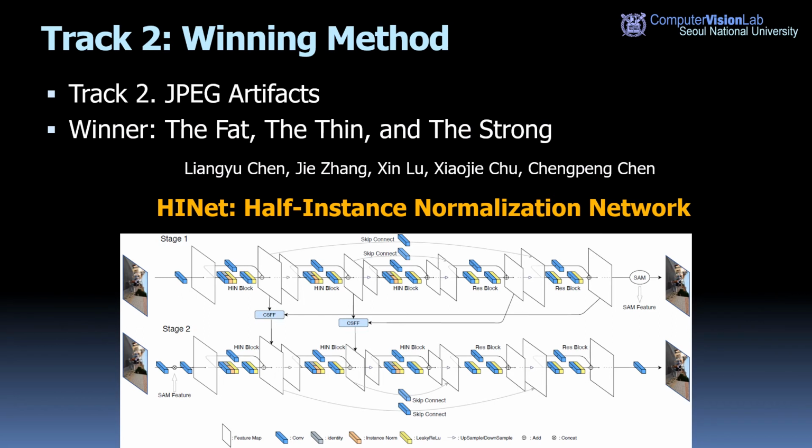In Track 2, the fat, the thin, and the strong team won the first place. They proposed HINet with their half-instance normalization blocks. They normalized part of the feature channels instead of the whole channels in their model building blocks.